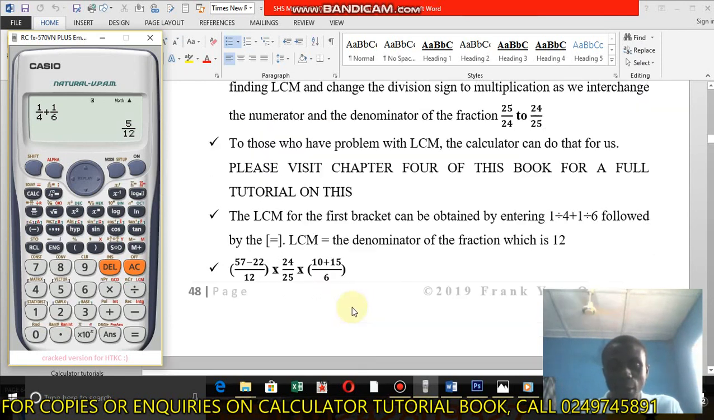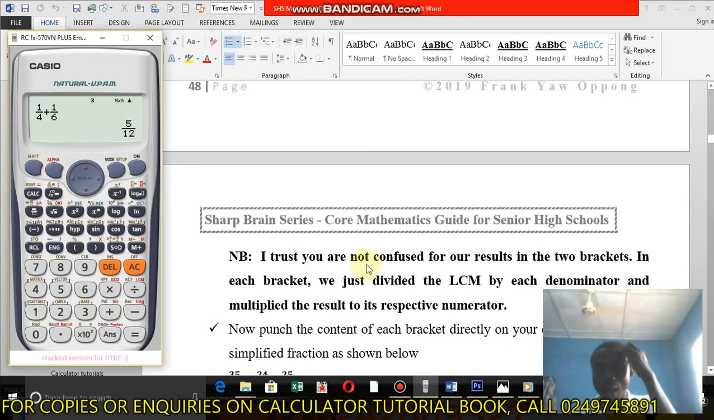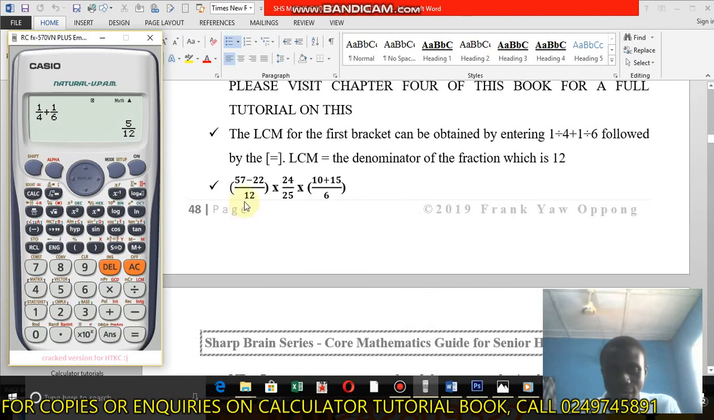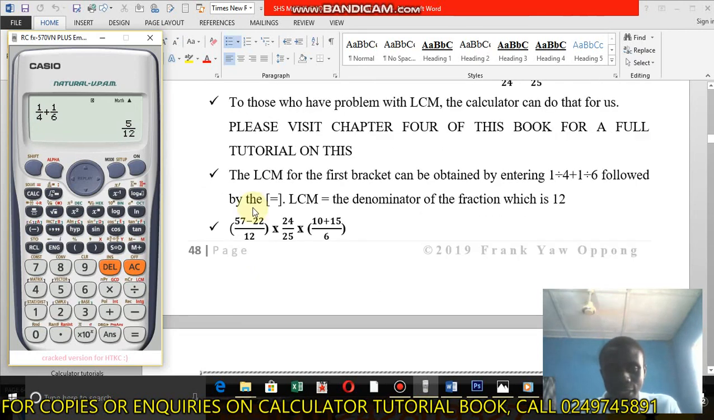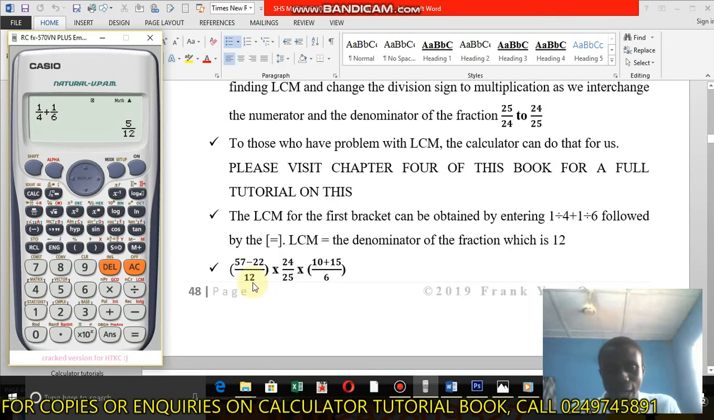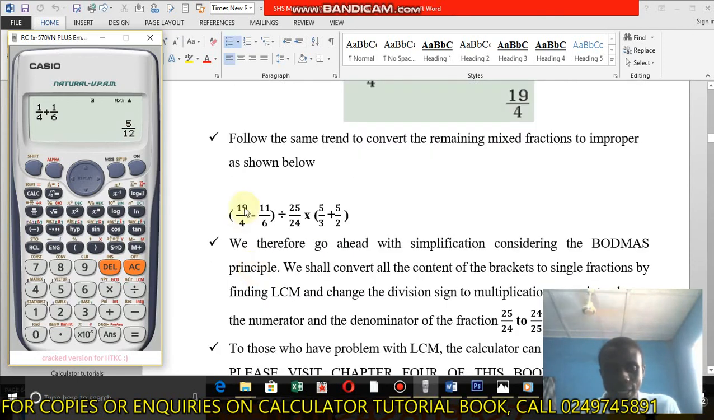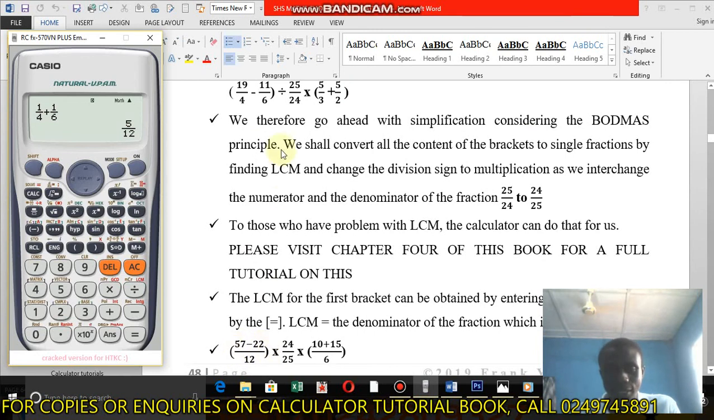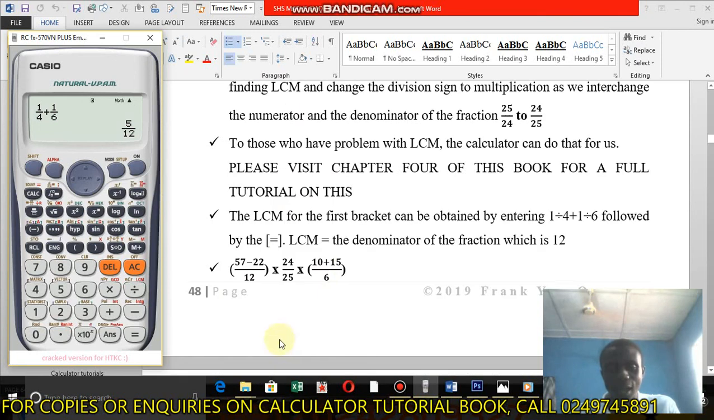Now you know why we are getting 57 minus 22. Then I trust you are not confused about our results in the two brackets. In each bracket we just divided the LCM by each denominator and multiplied the result by each respective numerator. So when we get the LCM to be 12, 4 goes into 12 how many times? 3 times, and 3 times 19 will give us what? 57. Minus, 6 goes into 12 2 times. 2 times 11 will give us what? 22. That will give us a simplified form like this.